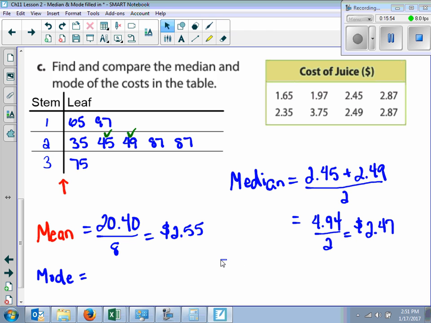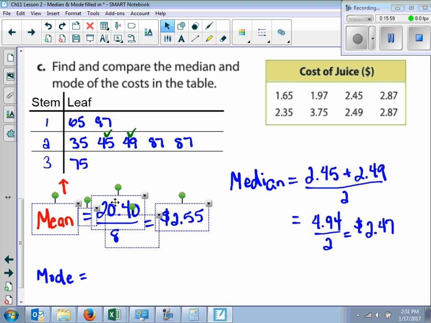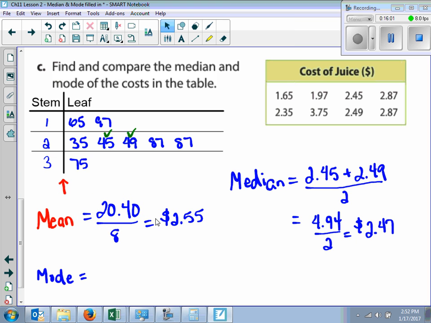I bet some of you while watching this video had been saying the whole time, that's not the median, Mrs. Hart, that's the mean. Well, you are right, okay? So, very good, good catch.